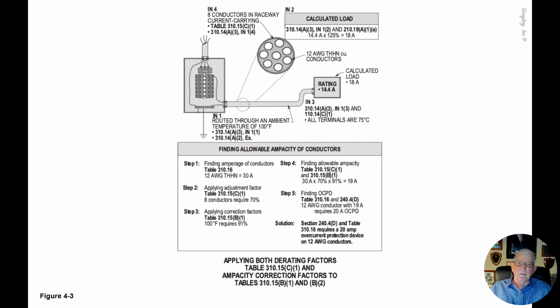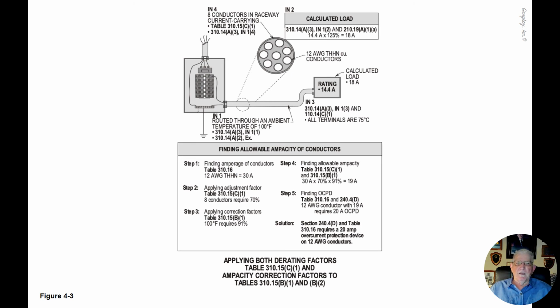Now, the informational note 1 in item 1 is right below the service equipment. And it shows that these conductors are routed through a raceway and through an ambient of 100 degrees Fahrenheit. Now we have exceeded the 86 degrees Fahrenheit listed in table 310.16 in the NEC.